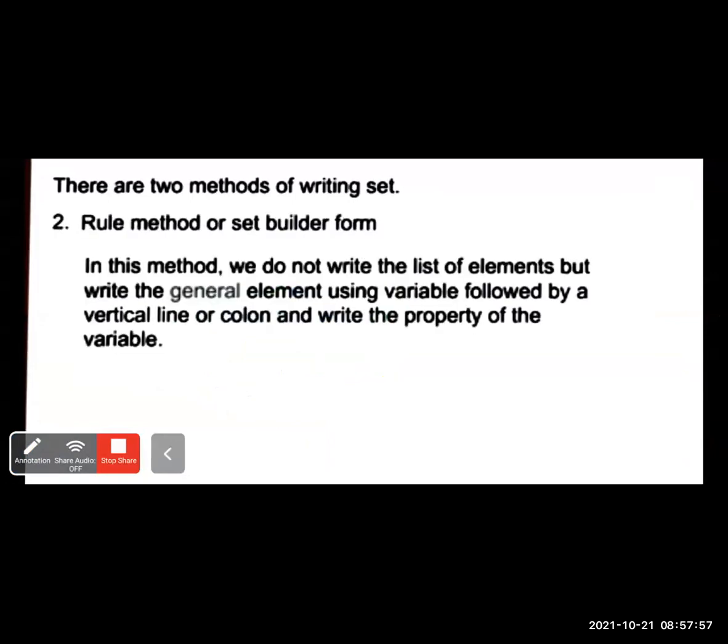Now the second method is the set builder or rule method. In this method, we do not write the list of elements, but write the general element using a variable, followed by a vertical line or colon, and then write the property of that variable. In that way we have to write it.